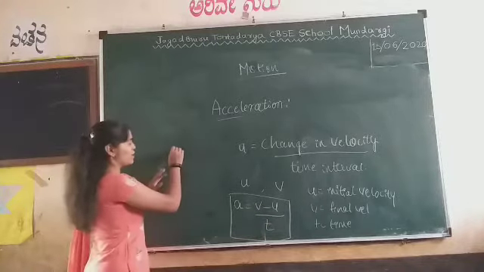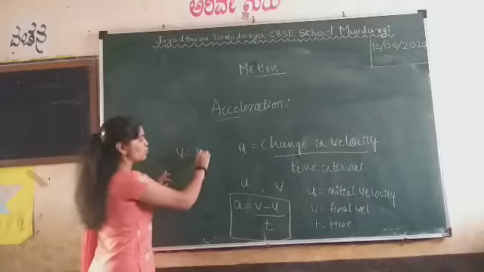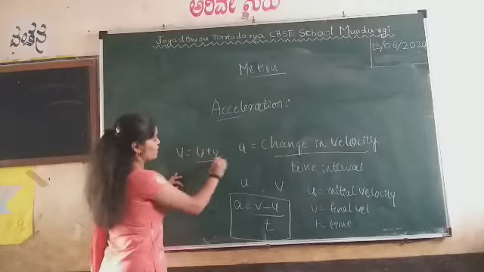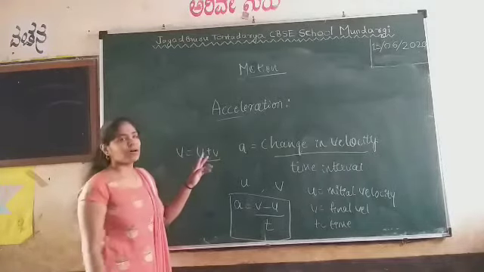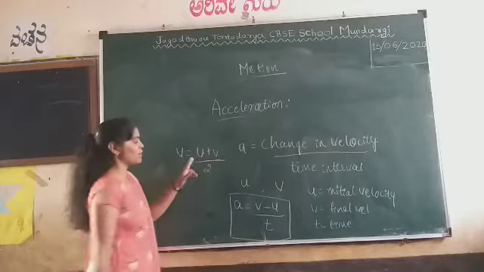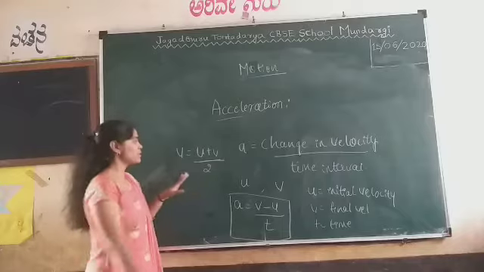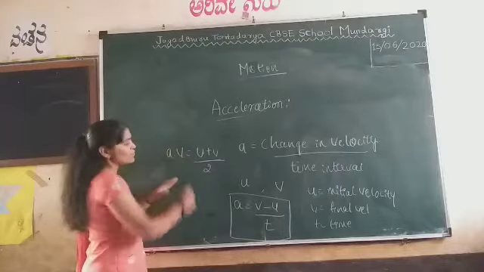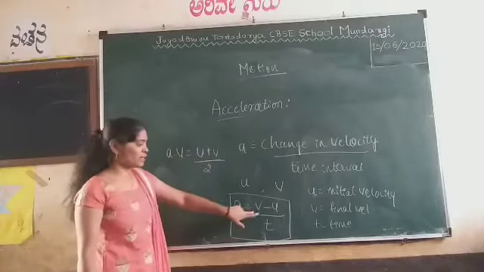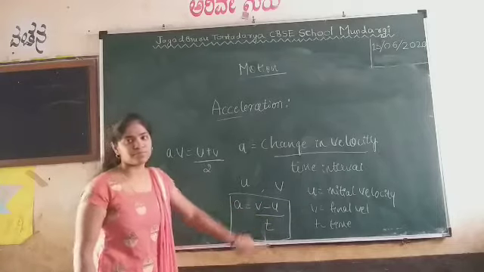And remember, average velocity equals u plus v divided by 2. That is the average velocity of the object. And here acceleration is v minus u divided by t.